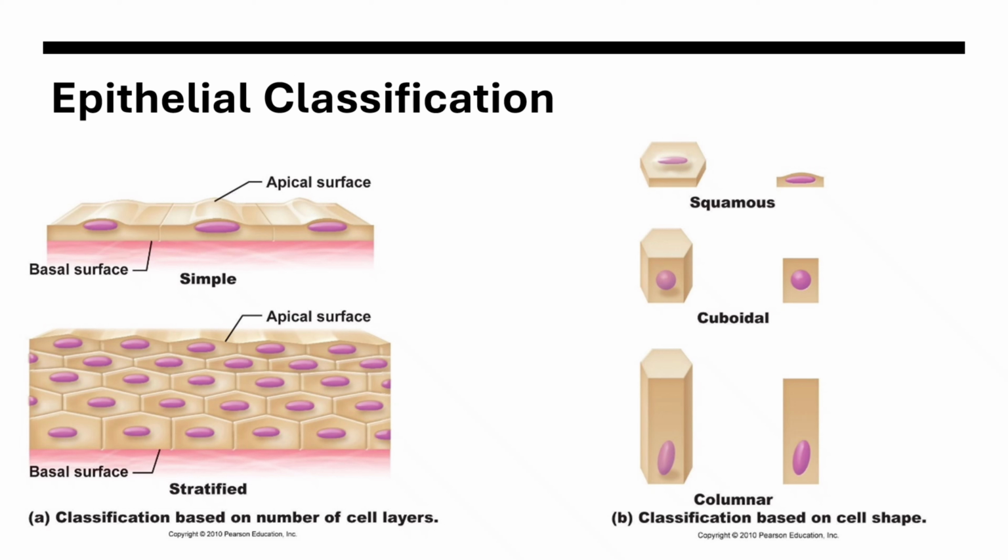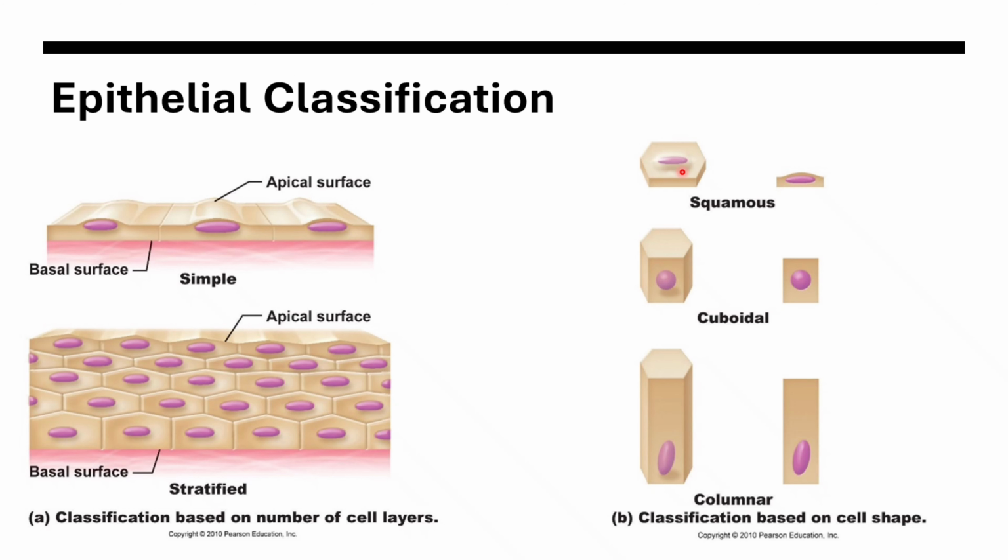Epithelia are classified by two systems, number of layers and cell shape. We put these two systems together to create a complete classification for all epithelia. Based on cell layers, there are two classifications. Simple epithelia is one cell layer thick, while stratified epithelia is two or more cell layers thick.